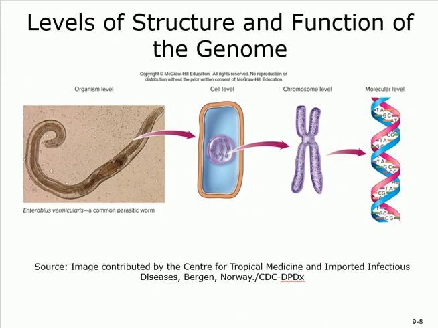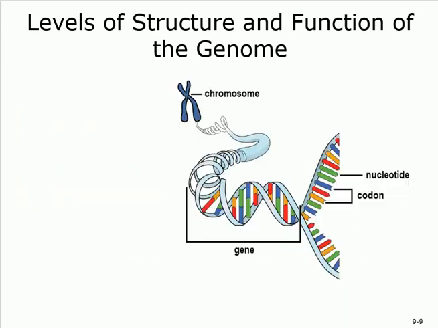And the level of the structure of the genome is, if you look at the first one on the left, this is the whole organism. Enterobius, this is one of the helminths they're studying. So you take one cell, this is the cellular level, you go into the nucleus, you can take one chromosome, and if you unfold that chromosome and look inside, you will see this molecular level. So you go from organism to cell to chromosome to molecular level.